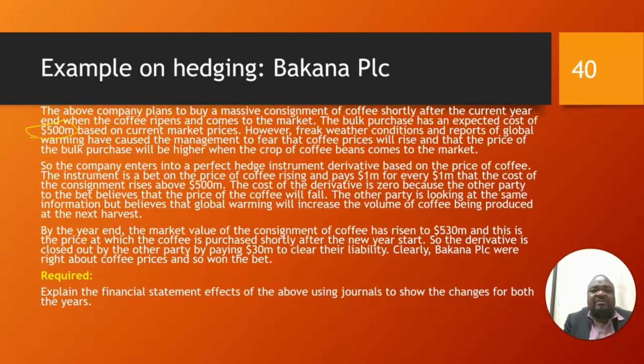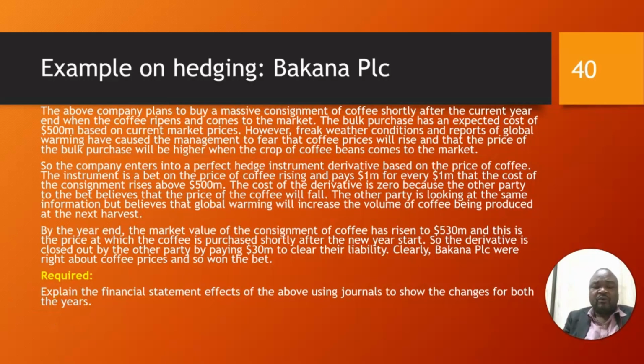By the year end, the value of the consignment of coffee has risen to 530 million, and this is the price at which the coffee is purchased shortly after the new year starts. So the derivative is closed out by the other party paying 30 million to clear the liability. Clearly, Bacana PLC were right about the coffee prices and so won the bet. Explain the financial statement effect of the above using journals to show the changes for both the years.